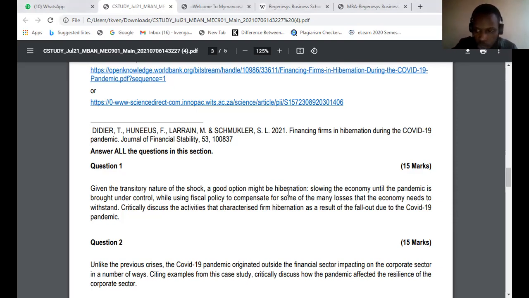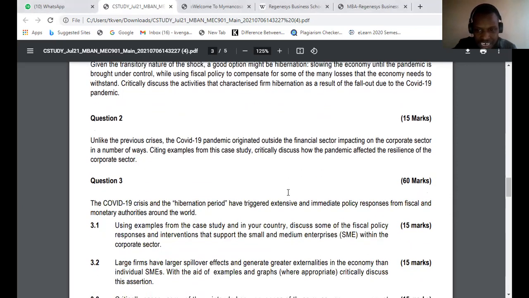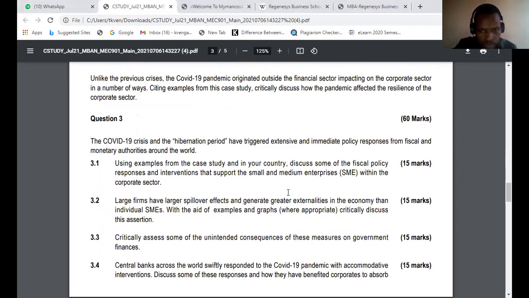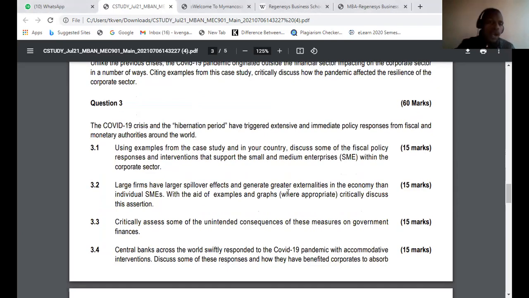All right, we go to question number 3. COVID-19 crisis and the hibernation period have triggered extensive immediate policy responses from fiscal and monetary authorities across the world. 3.1. Using examples from the case study and in your country, discuss some of the fiscal responses or interventions that support small or SMEs within the corporate sector. So for this question, you're going to need an understanding of what a fiscal policy is or what a monetary policy is.